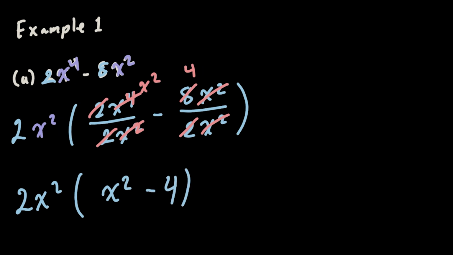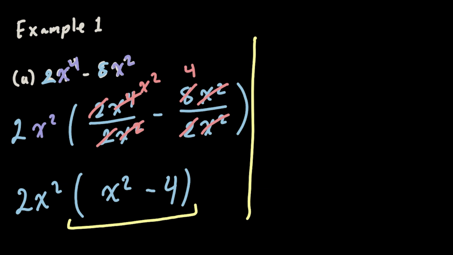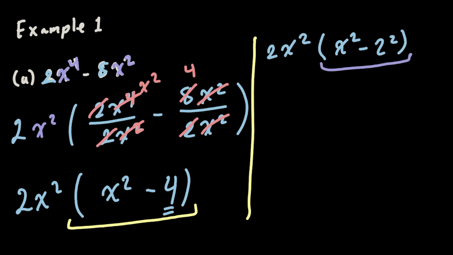Just notice here that this part we can factor more. So let's see what we will have. We will have 2x to the power 2 multiplied by x to the power 2, and we will just rewrite this 4 as 2 to the power 2. Now we know that this expression here is a difference of 2 squares, so we'll use the formula.